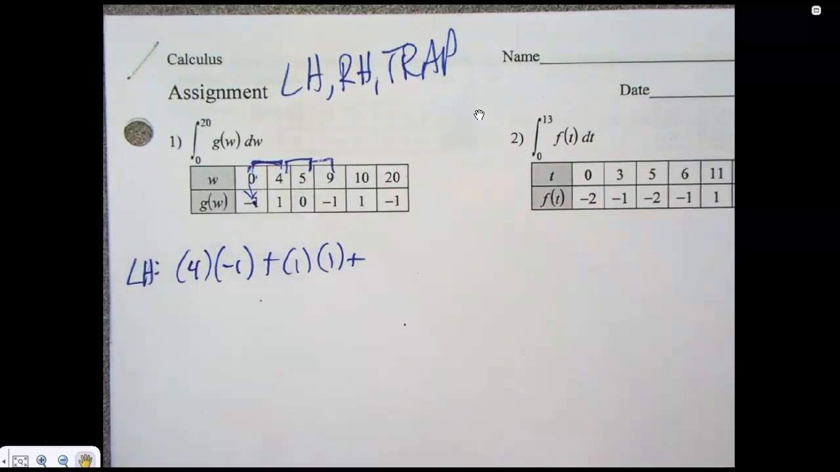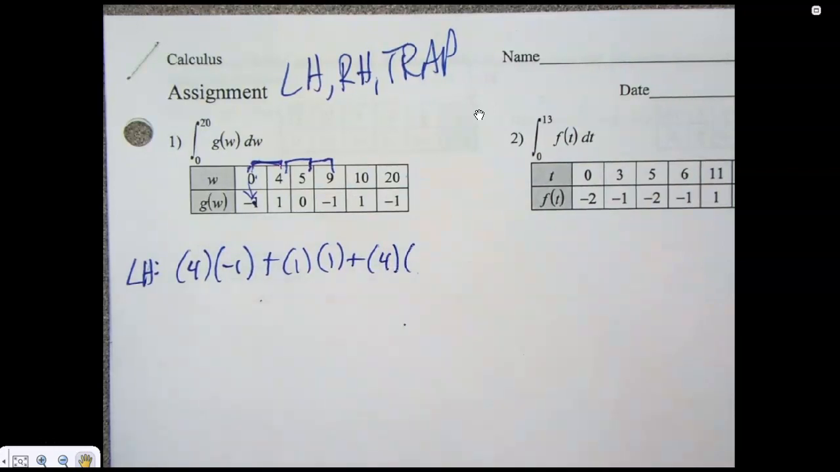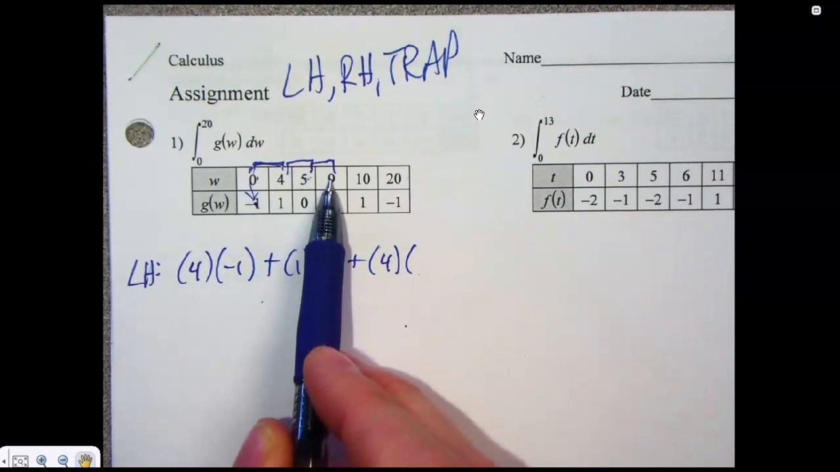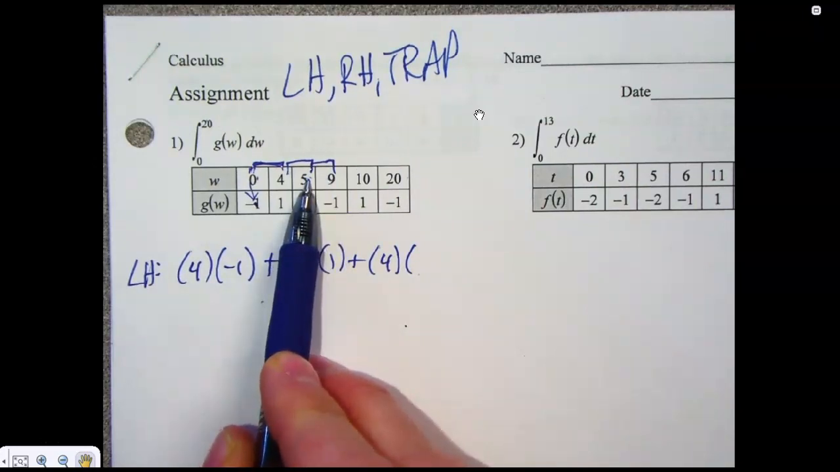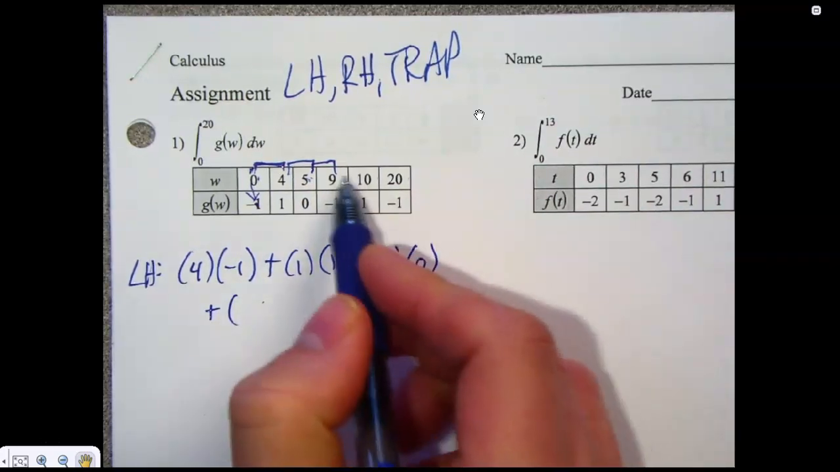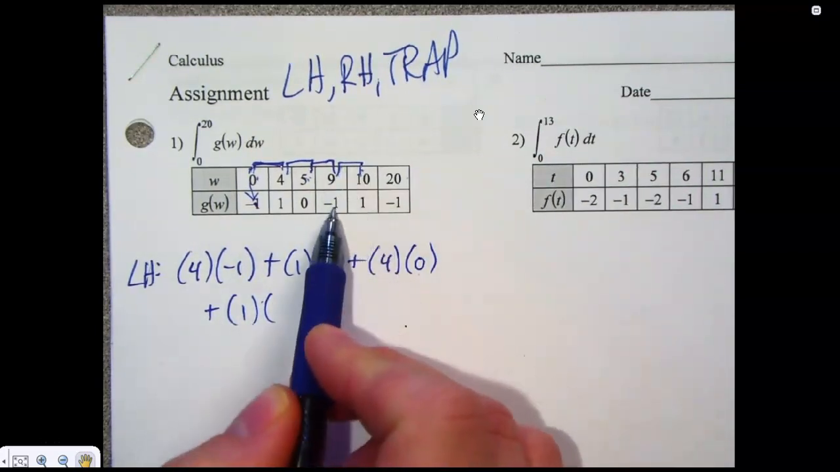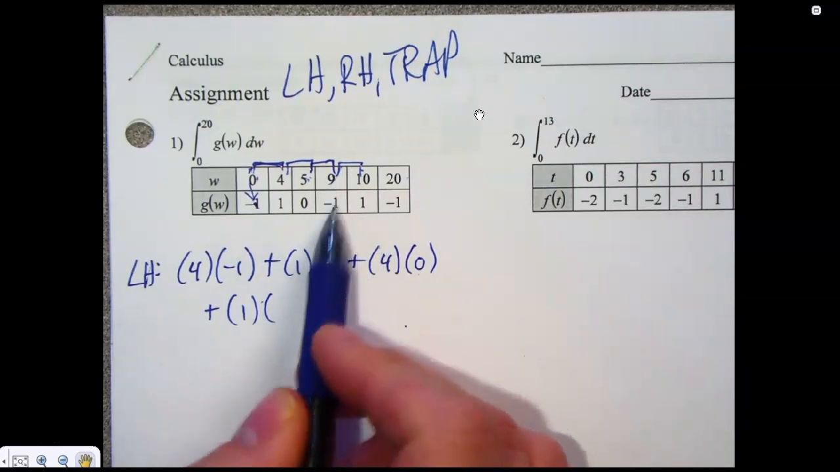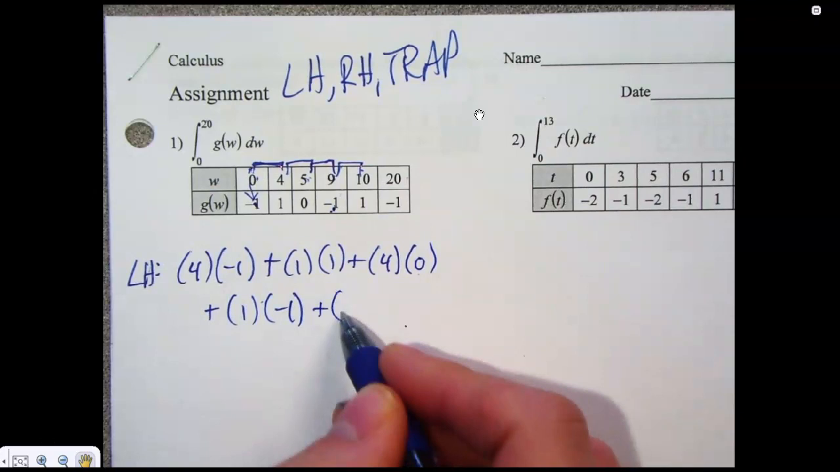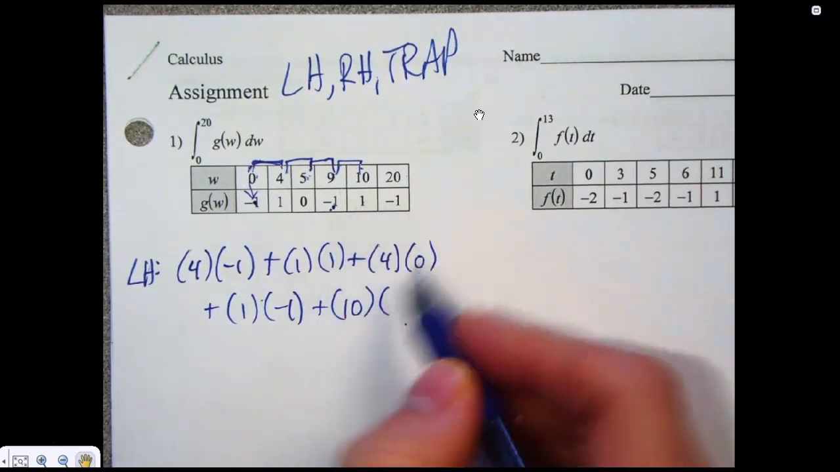So my next interval between 5 and 9, the base of that rectangle is 4. What's the height that I'm going to use for that rectangle? 0. So 5 and 9 are your two endpoints. The left hand, out of those two, the leftmost one is 5. You find the y value from that. Plus, so from 9 to 10, my base is 1. My height is the left hand's x value determines that, so that's negative 1. And then from 10 to 20, so the base of that rectangle is huge. And then the height would be the left hand value, which is 1.